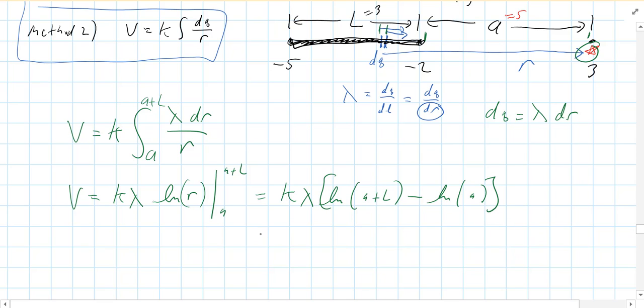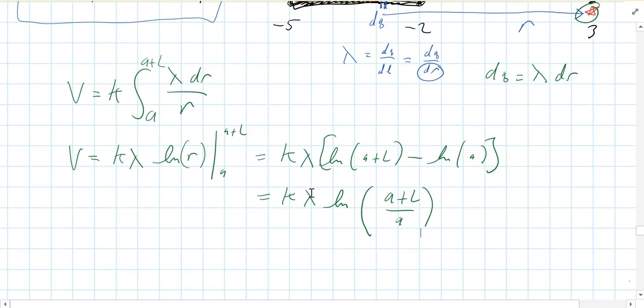And if you know your log rules, this ends up being k lambda natural log of (a plus l) over a. Okay, now I want to make a note here. If I gave you lambda, if I gave you a number for lambda, like 10 nanocoulombs per meter or something, you know k is 9 times 10 to the 9th.